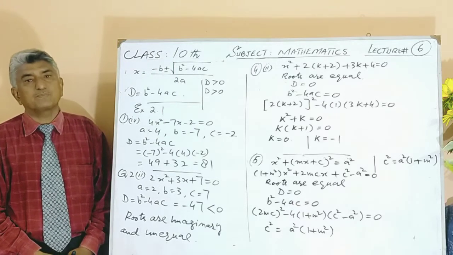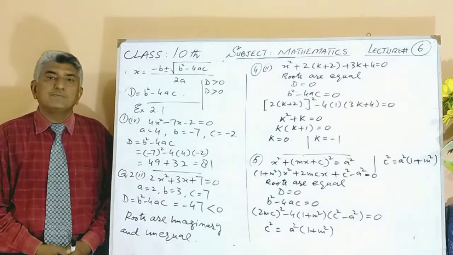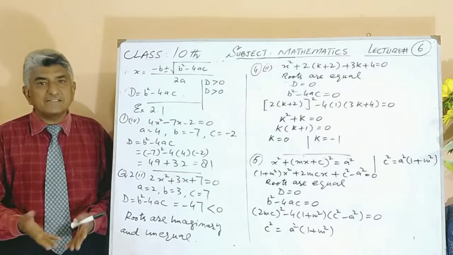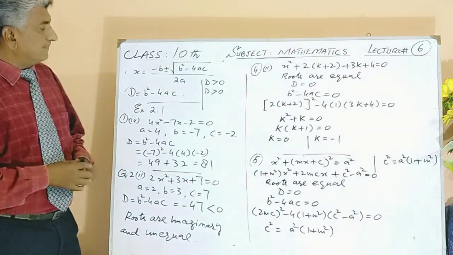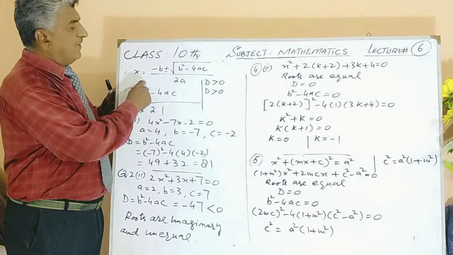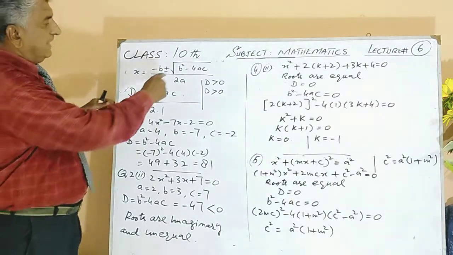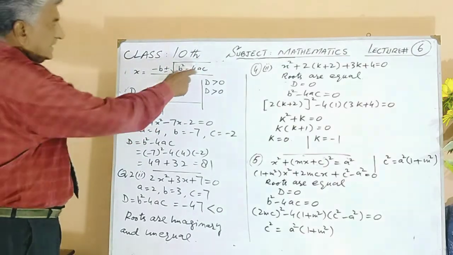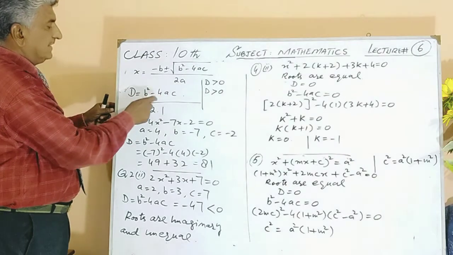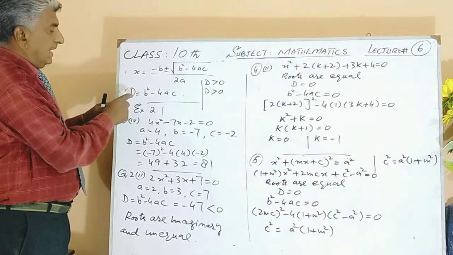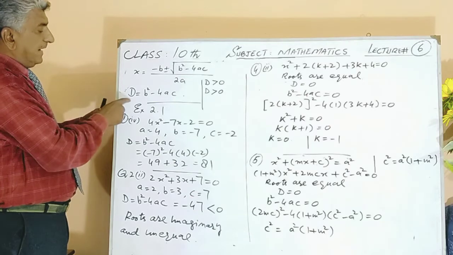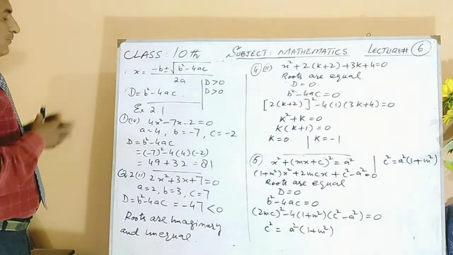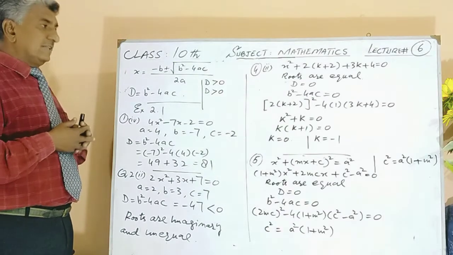Dear students, today in this lecture 6 we are going to start a new chapter, chapter number 2. In chapter number 2 our first topic is about discriminant. Now the question is, what is discriminant? In the quadratic formula, within the square root there is b square minus 4ac. This b square minus 4ac is called discriminant, and discriminant is denoted by d. So we will use discriminant to find the nature of roots and in other questions.